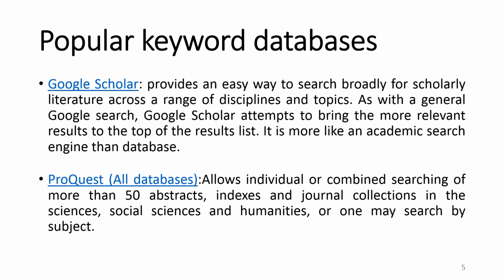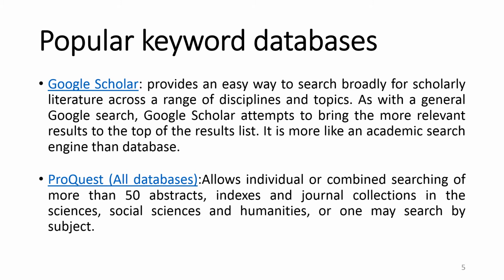Other than Web of Science and Scopus, there is Google Scholar. We commonly use Google Scholar. It provides an easy way to search broadly for scholarly literature across a range of disciplines and topics. As with a general Google search, Google Scholar attempts to bring the more relevant results to the top of the result list. So it is more like an academic search engine than a database.